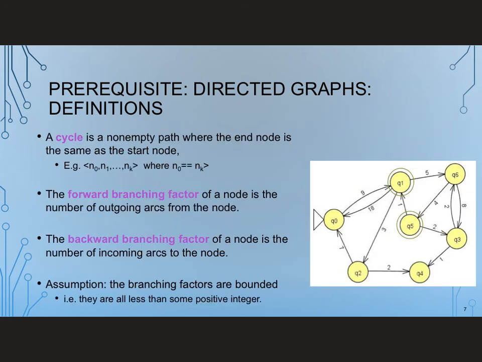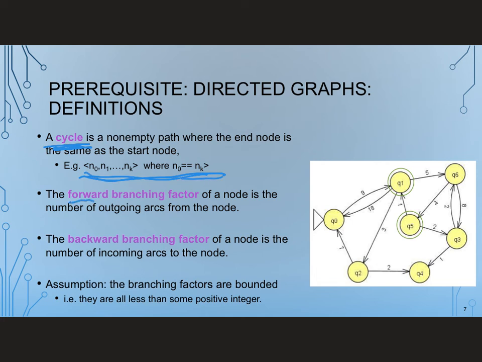So I'm not sure, I may have said a loop instead of a cycle, but again, I'm going to use 2 different words to mean more or less the same thing. Well, to mean identical things. It's just a non-empty path where the last node in your path is the same as the first node in your path. And that's exactly what this says here. So just make sure you look at this and you say, oh yeah, I get it. That's a path, and n0 equals nk.